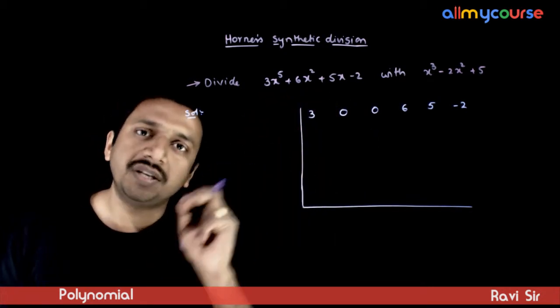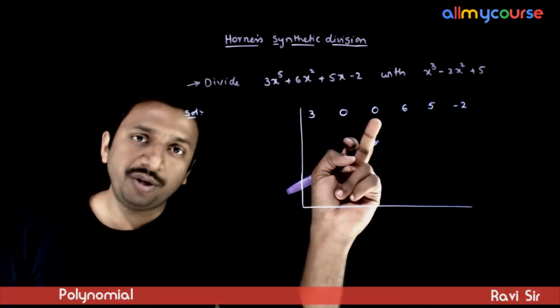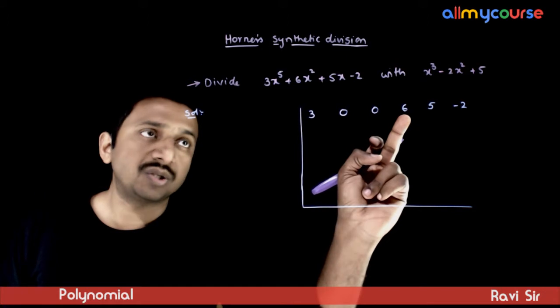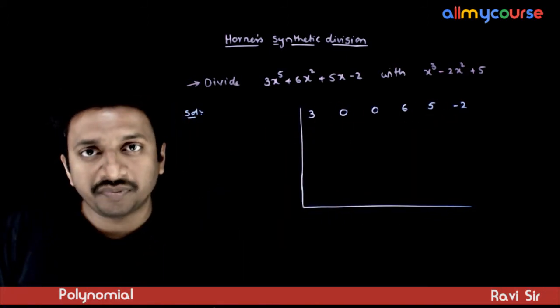The x^5 coefficient is 3. x^4 is missing, so the coefficient is 0. x^3 is missing, so the coefficient is 0. The x^2 coefficient is 6, the x coefficient is 5, and the constant is -2.